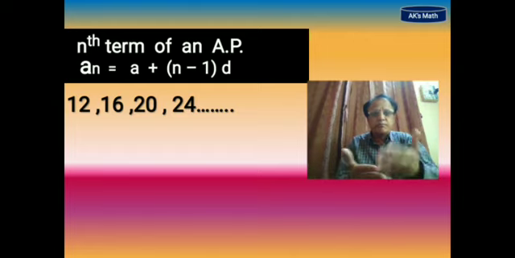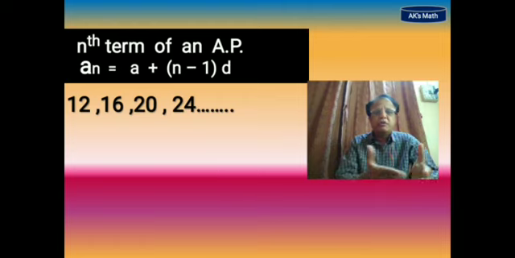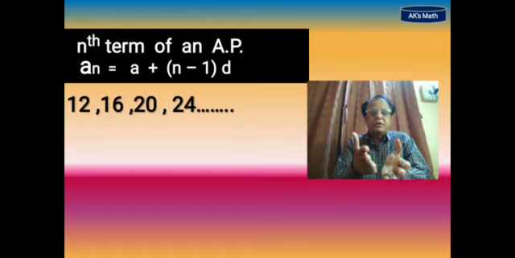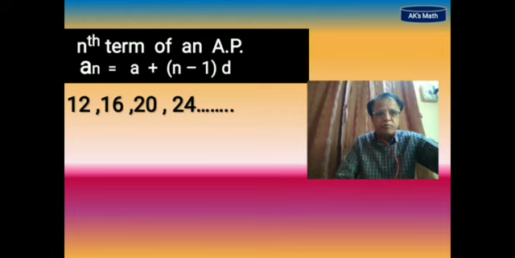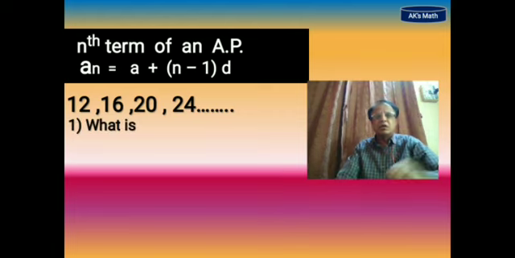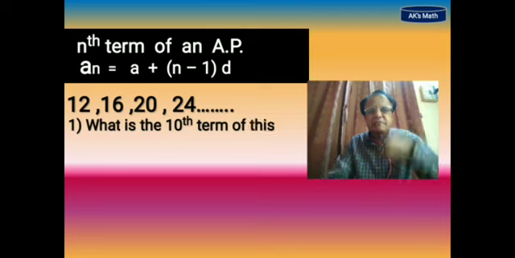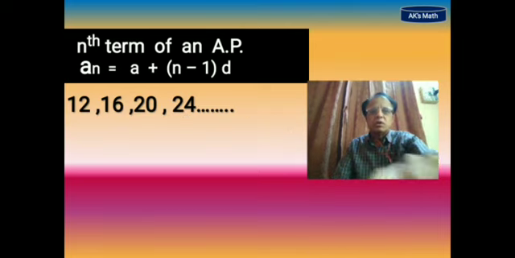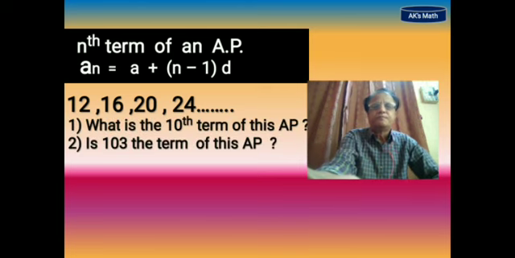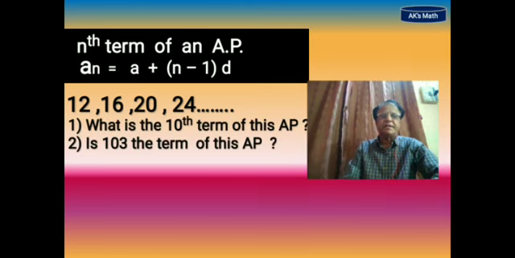So from this 12, 16, 20, 24, we can easily identify what is the value of A, what is the value of D. So at first, look at what type of questions may be asked based on this formula. A question may be asked, what is the 10th term of this AP? Look at the question one more time, what is the 10th term of this AP?